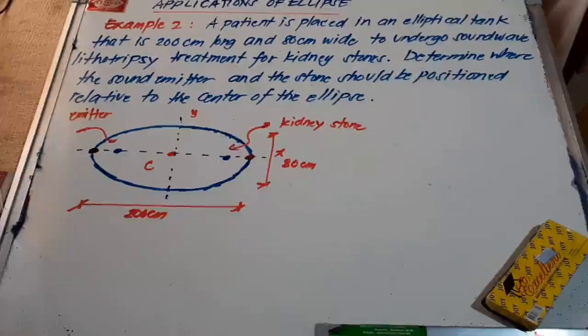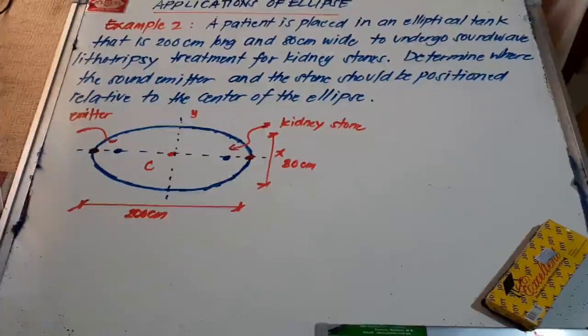Okay, so this will be example number 2 on the application of ellipse. It says a patient is placed in an elliptical tank that is 200 centimeters long and 80 centimeters wide to undergo sound wave lithotripsy treatment for kidney stones. Determine where the sound emitter and the stone should be positioned relative to the center of the ellipse. So I have here the illustration of this situation.